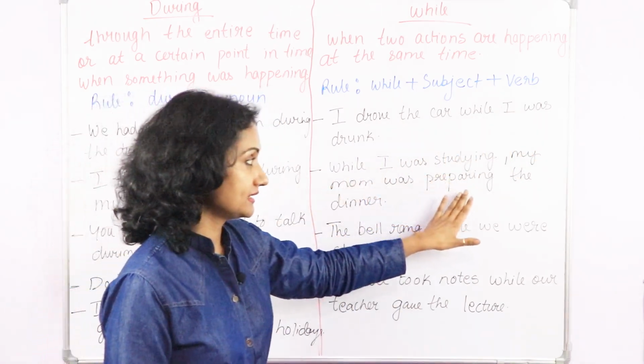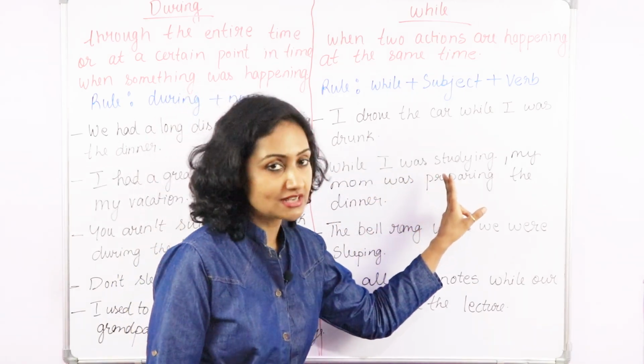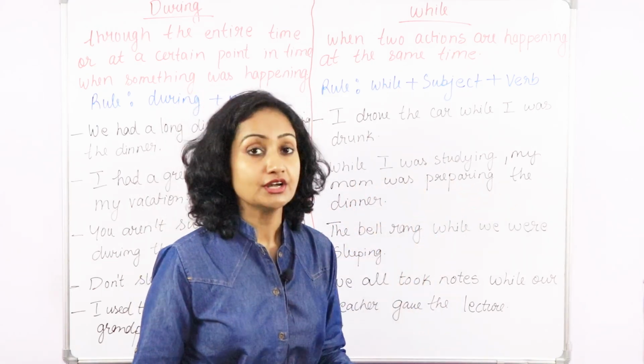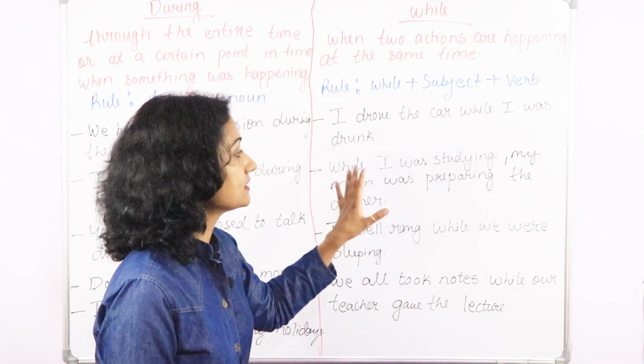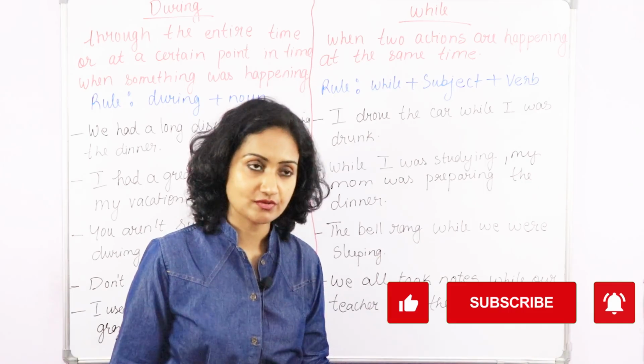While I was studying, my mom was preparing the dinner. So first action, while I was studying. Second action, my mom was preparing the dinner. You can frame this sentence like, my mom was preparing the dinner while I was studying. So that is also correct.